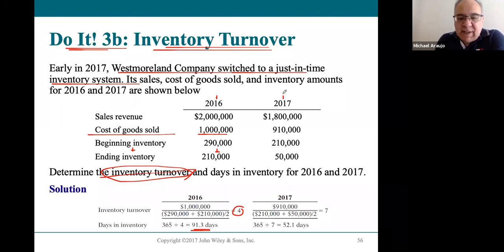However, in 2017, they went to just-in-time, so they have less inventory. And their cost of goods sold is divided by the average inventory. So when you average this, you get a much smaller denominator. And now you're selling your inventory 7 times a year, which is much better. The more you sell your inventory, the more revenue you make. The more revenue you make, the more profits you should be making. So basically, you're selling out your store every 52 days this year versus last year. That's much, much better if you're a retailer.